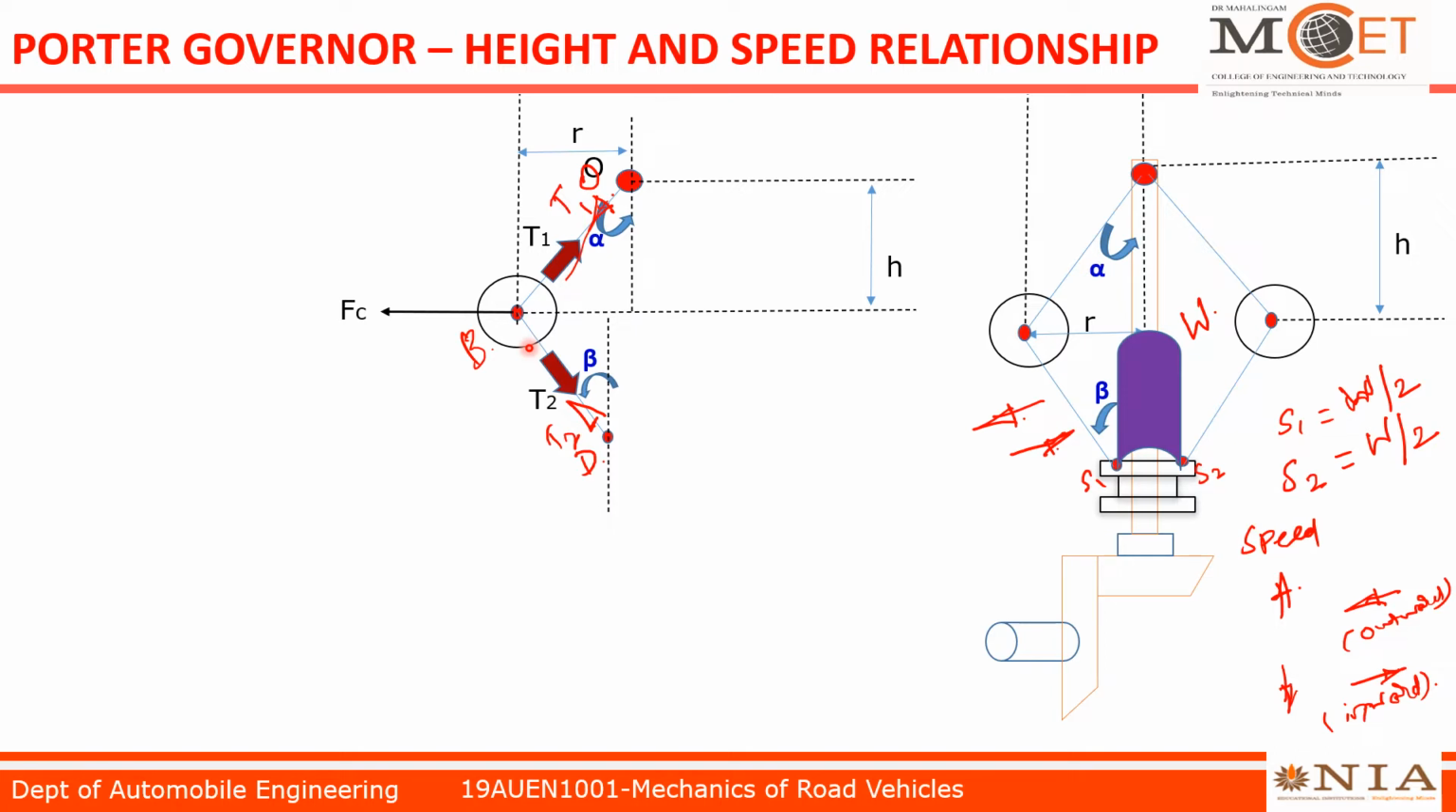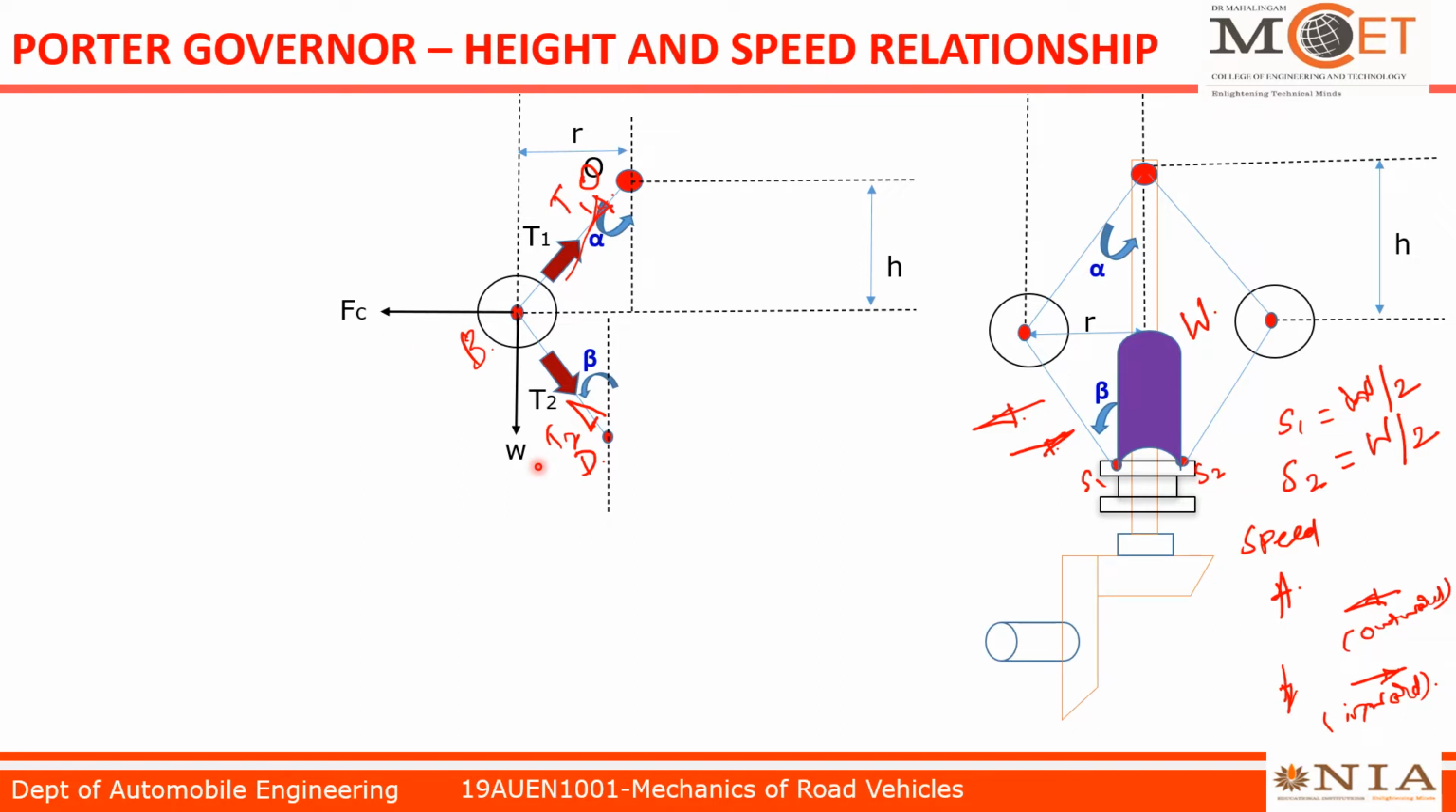As spindle speed increases, the sleeve moves in the upward direction. I just take it into account. The ball has self weight in the downward direction because of gravitational force. You know that very well. The ball weight I take as small w. The total forces acting on the ball are T1, T2, Fc and W. Four forces are acting on the ball.